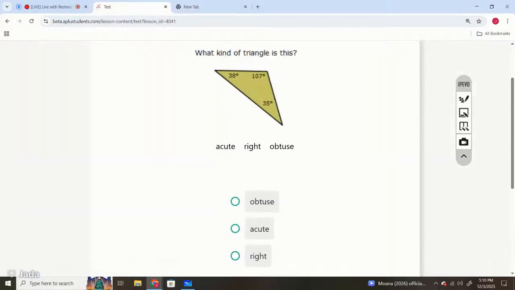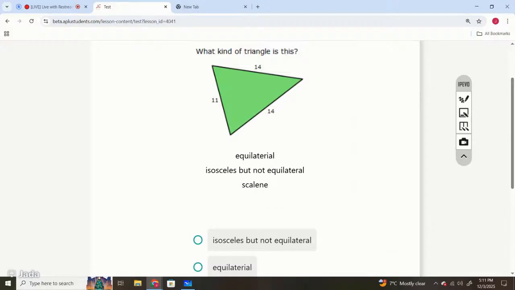What kind of triangle is this? What kind of triangle is this? One of the angles is greater than 90 degrees, so that would be an obtuse triangle. That is the correct option, the obtuse.